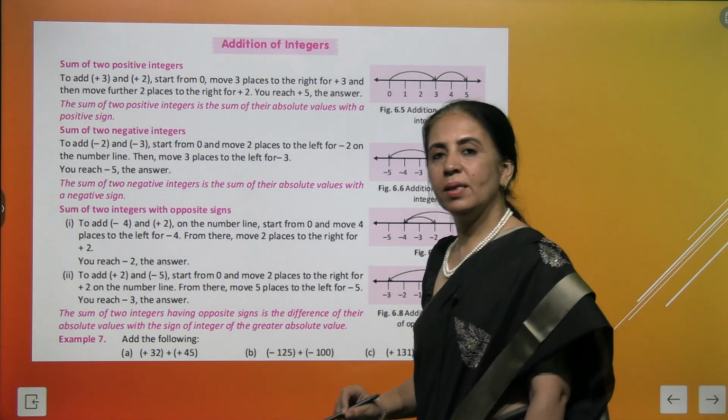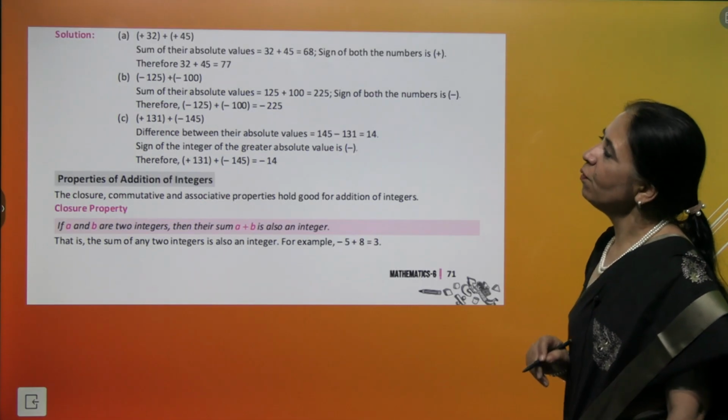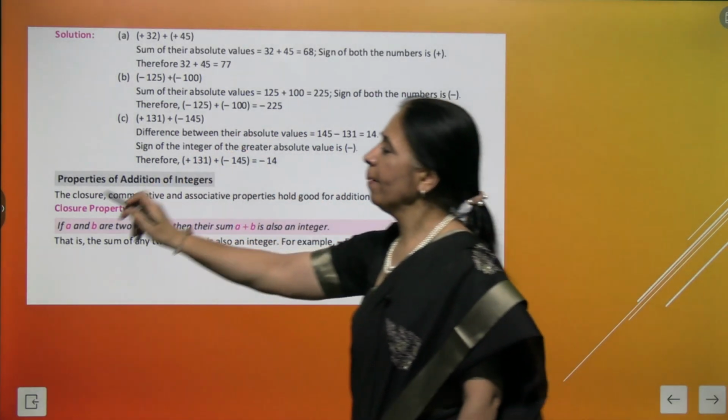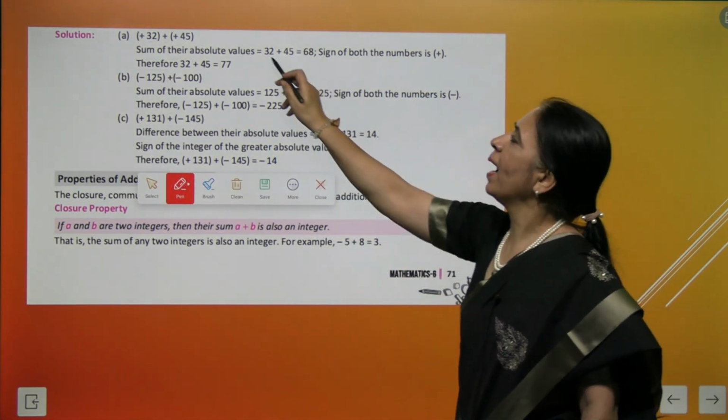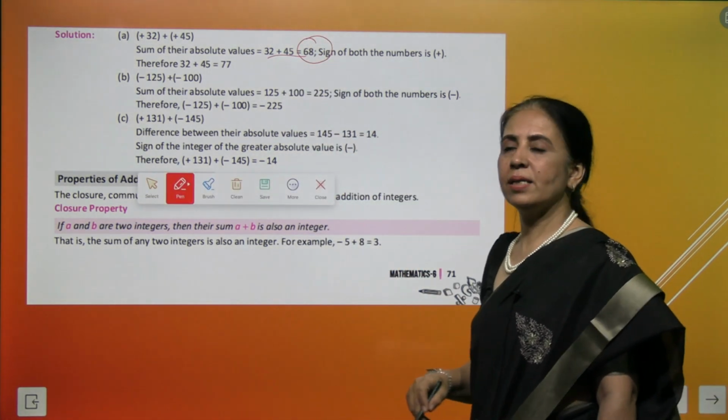Now we have to do these questions as follows. First we are adding plus 32 and plus 45. Both are positive numbers. We add them, we get 68.